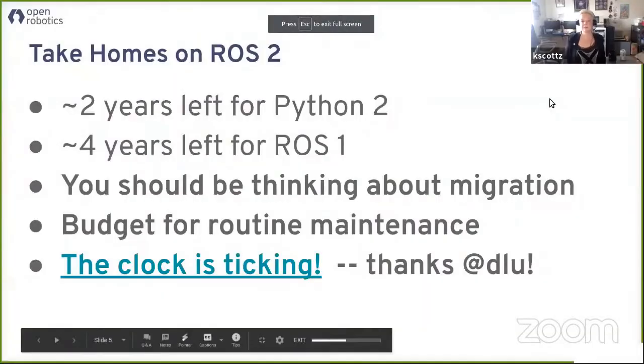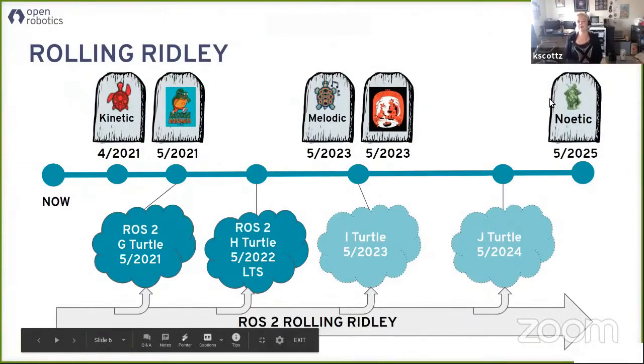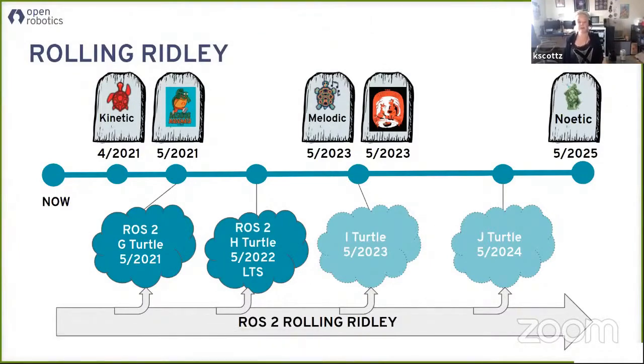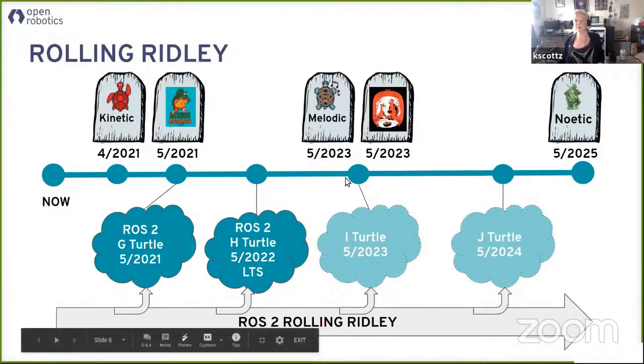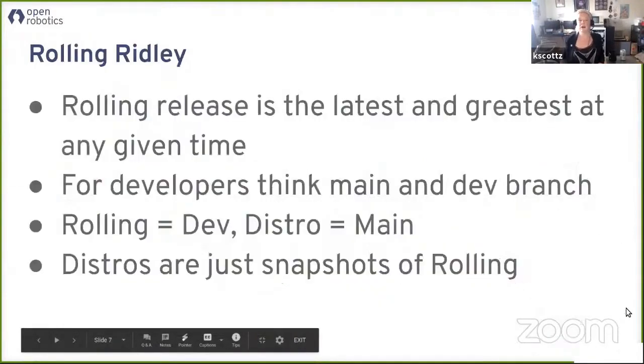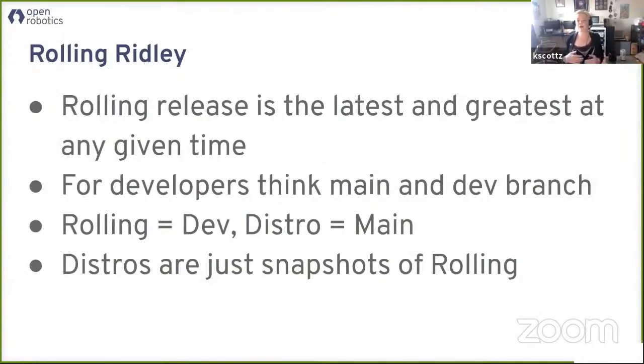So as we continue here, the other thing worth noting is with ROS2, we recently started having a rolling release. And effectively, the rolling release is just your daily development branch of whatever's going on. And then from the rolling release, Rolling Ridley, we cut all the subsequent ROS releases. And the way you think about this is, if you're a developer, think of each ROS distro as being the main branch, and then Rolling Ridley is effectively the dev branch. It's just whatever the latest and greatest is at any time.